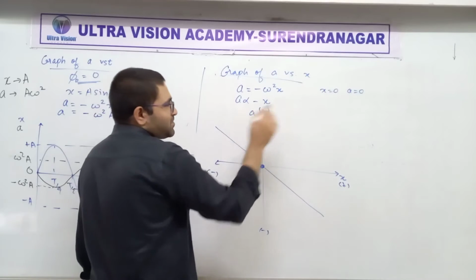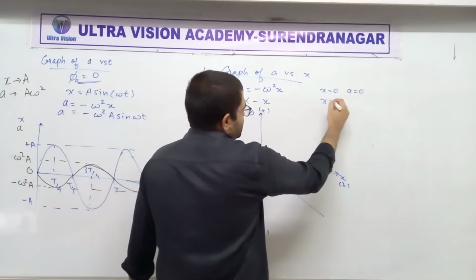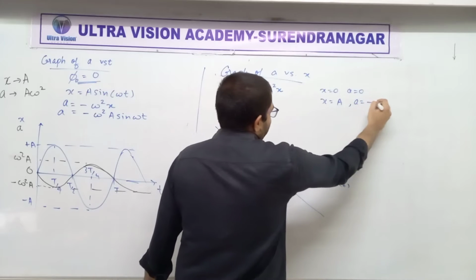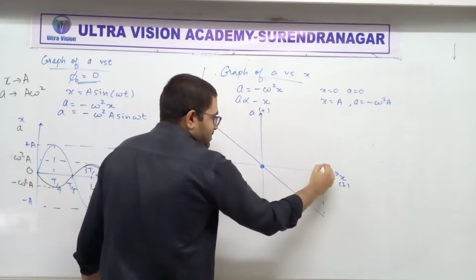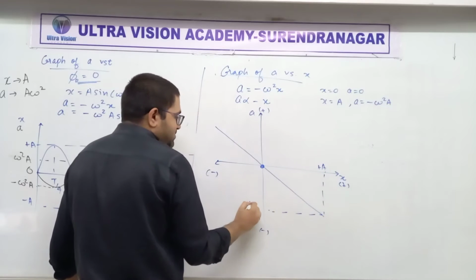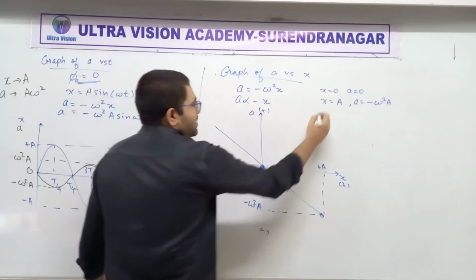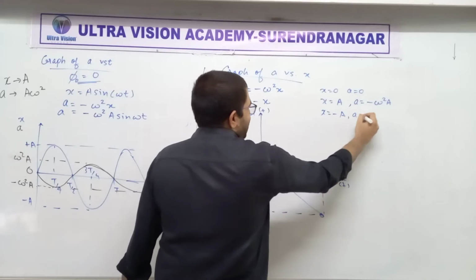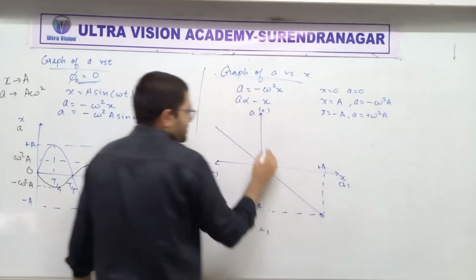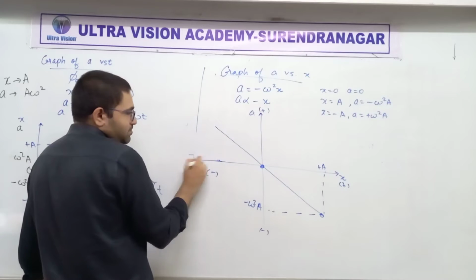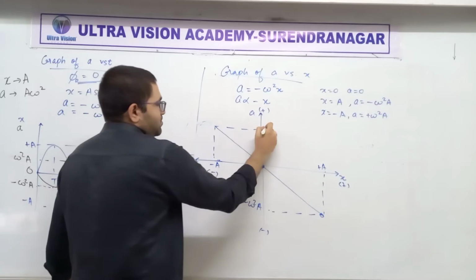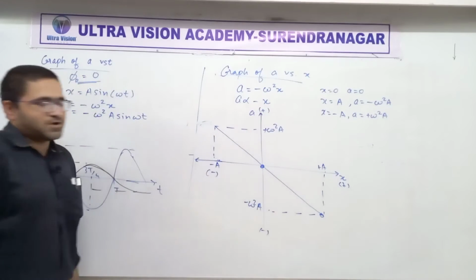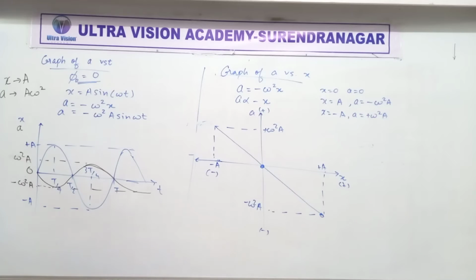If you put x equal to 0, a is 0. When x is plus A, a is minus ω²A. Understood? When x is minus A, a is plus ω²A. So that's clear. Hopefully you understood the graph, right? This is in fact the easiest of them all, right?